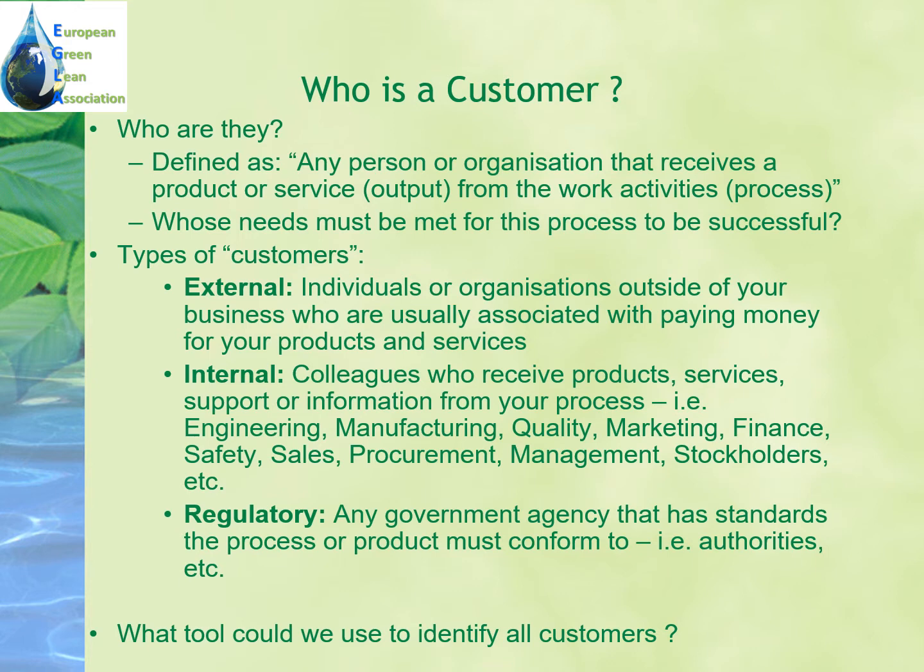I.e., when we think about production, it might be engineering, manufacturing, quality, marketing, finance, safety, sales, procurement, management, stockholders, administration, etc. There's always internal suppliers and internal customers. You have to really think and use CPOC to collect that information. The third type of customer is something that many times people don't realize, that they are actually customers for your organization. Any government agency that has standards or requirements for the process or product where you must conform to, i.e. all authorities, quality associations, and so on.